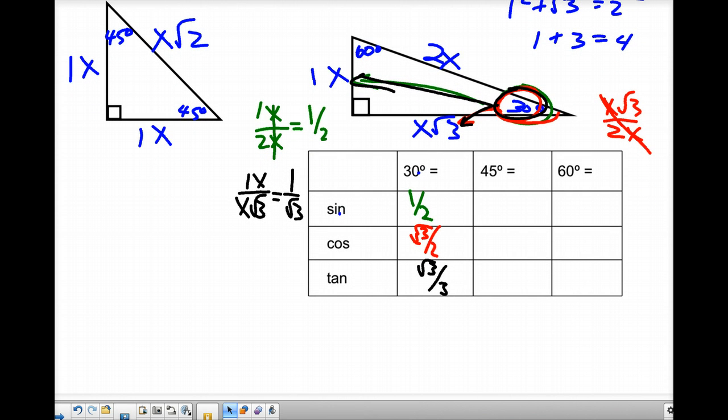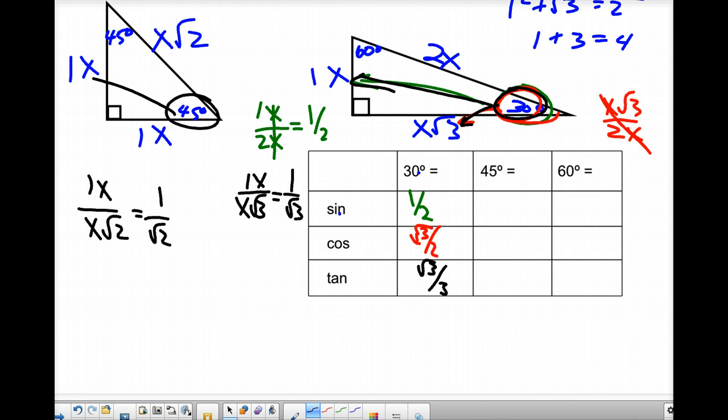45. Here's a 45. Sine would be opposite, which is 1x, over hypotenuse, which is x root 2. X's cancel, you get 1 over root 2. Multiply top and bottom by root 2 on that one. And that simplifies to root 2 over 2. Cosine, same thing, because you're going to do adjacent over hypotenuse. You got the same thing there, root 2 over 2. Tangent would be x over x, which is 1, or you could do sine divided by cosine, which is 1.